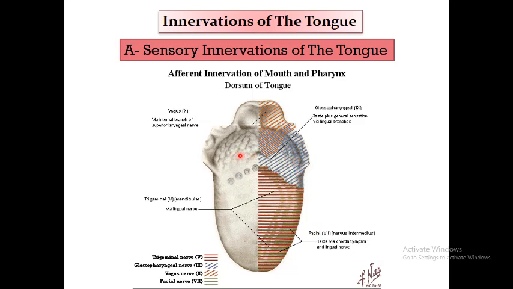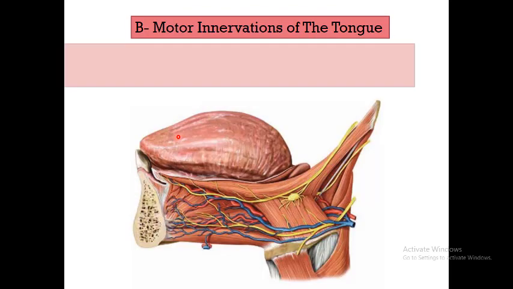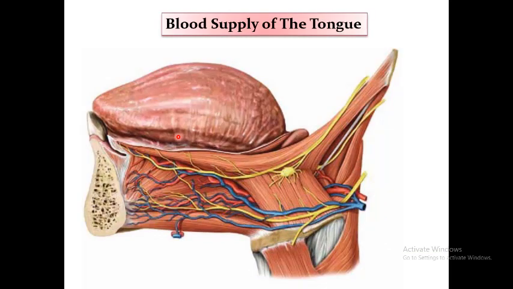What about the posterior one-third of the tongue, the pharyngeal part of the tongue? It receives general and taste sensation both by the ninth cranial nerve, the glossopharyngeal nerve, general and taste. While the most posterior part of the tongue, with this elevation behind it, which is called the epiglottis, also contains some taste buds, okay? The most posterior part of the tongue and the epiglottis receive general and taste sensation by the vagus nerve, the 10th cranial nerve, okay? So that's about the sensory innervation of the tongue. It's very, very important. So we talked about the innervation of the tongue, sensory and motor.